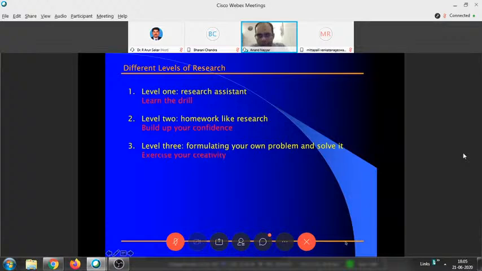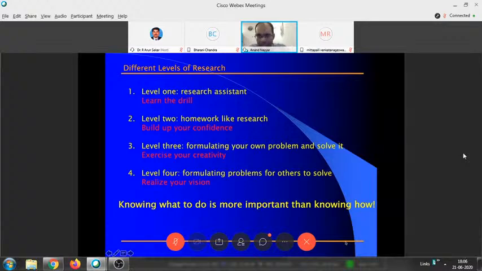So level four, everybody, formulating problems for others to solve. Very important. Even I give problems to others: okay, can you solve this problem? Can we solve this problem? Can we improve like this? Can we make a paper like this? Can you work more on this parameter? So this is called reliance. And that's what we can say: knowing what to do is important rather than knowing how.